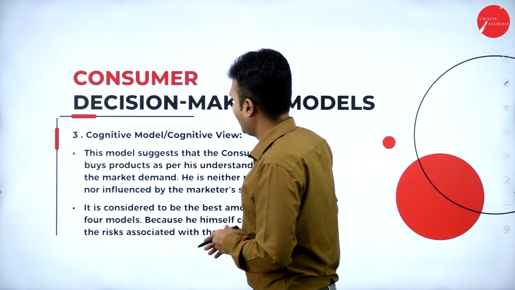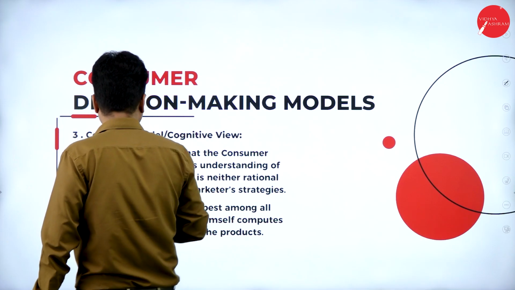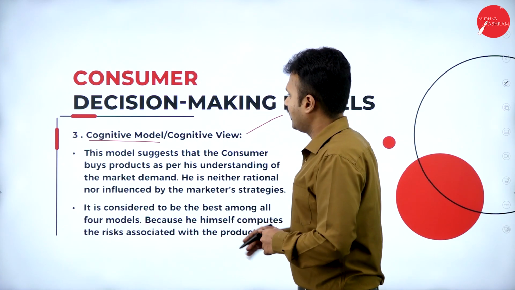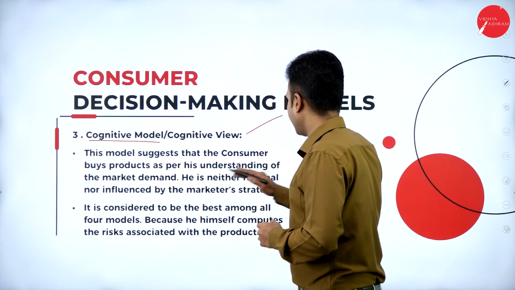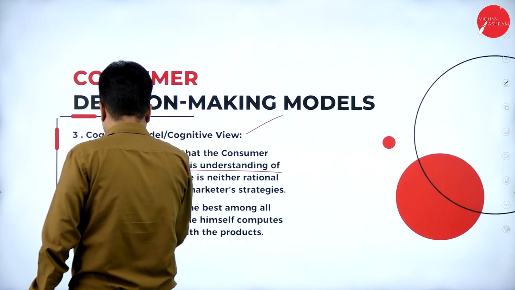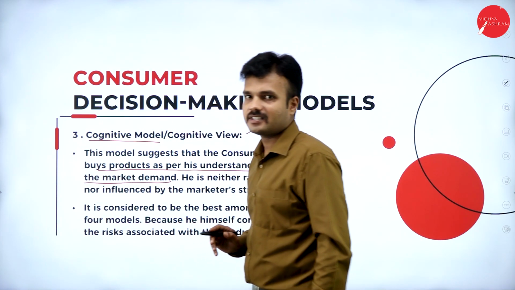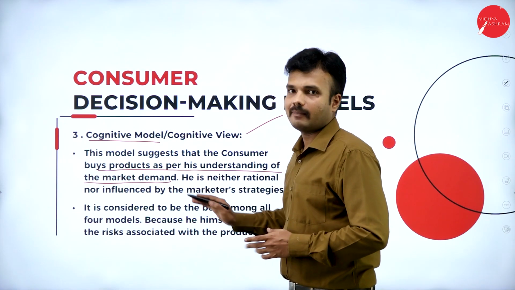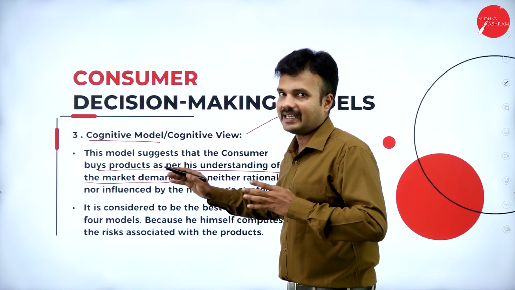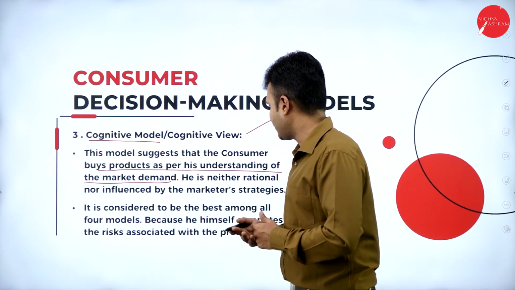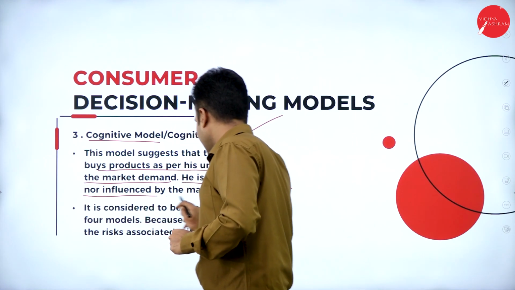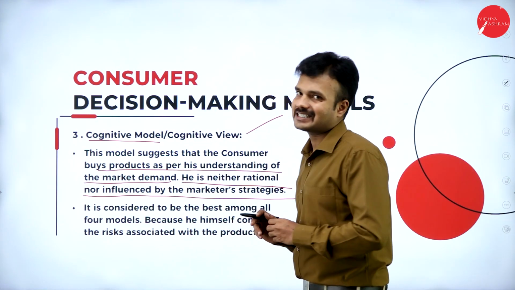Cognitive model or cognitive view. This is the third model of the consumer decision making process. According to this model, the customer buys a product as per his understanding of the market demand. So as per this model, the customer only makes a purchase decision based on the market demand of the particular product, right? If a product is in demand in the market, only then he makes a purchase decision. He is not rational, nor does he get attracted to any kind of marketing strategy.